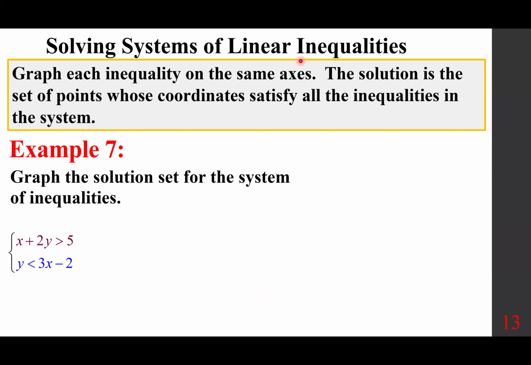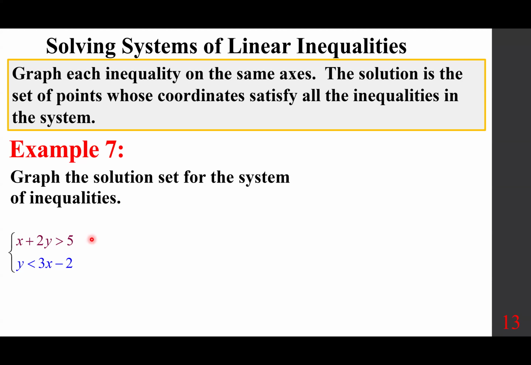So solving a system of linear inequalities: graph each inequality on the same axis. The solution is the set of points whose coordinates satisfy all inequalities in the system. We want to graph the solution set for the system of inequalities, x plus 2y larger than 5, y less than 3x minus 2. So first and foremost, we're going to go with the line.